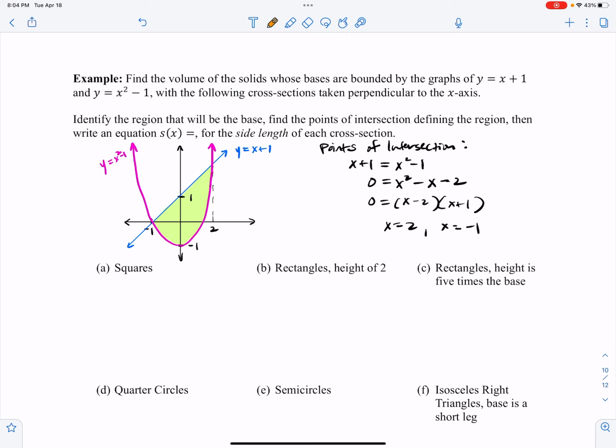And those cross sections will all have a base or a side length, depending on what the shape of the cross section is, that we'll refer to as S of x. And S of x we can determine by top minus bottom, right? Since we are integrating with respect to x, we have vertical slices. So top, x plus 1, minus bottom, x squared minus 1. That will simplify to be -x squared plus x plus 2.